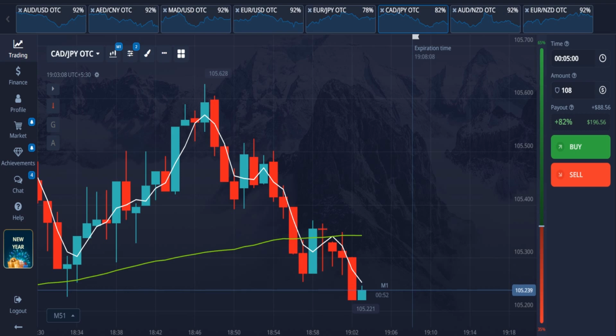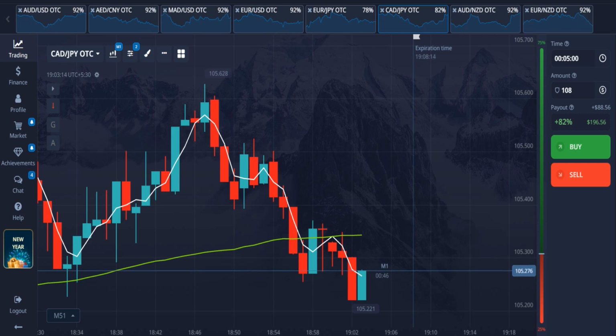That's it for today, traders. A quick reminder, practice this strategy on a demo account before using it for real trading. This will help you build confidence and refine your skills without risking actual money.